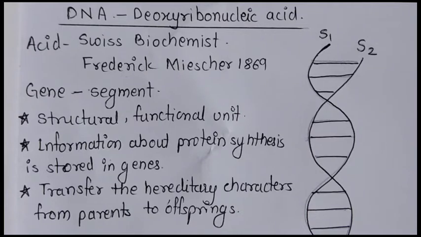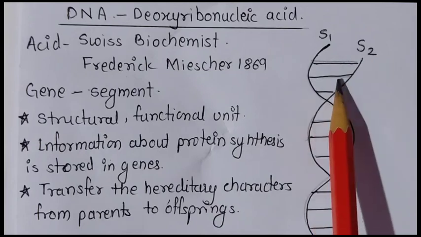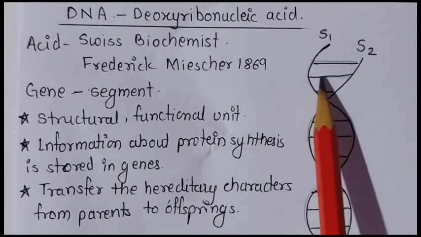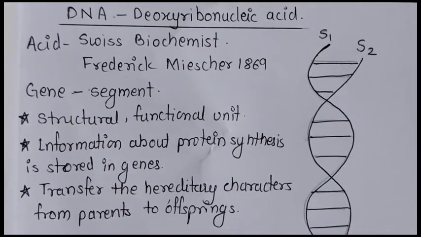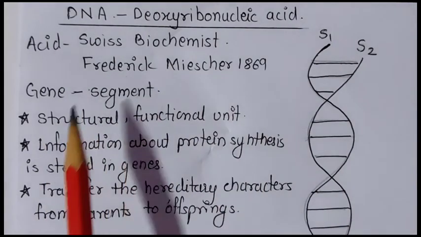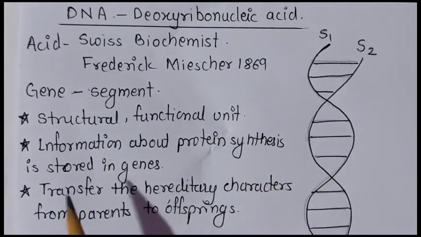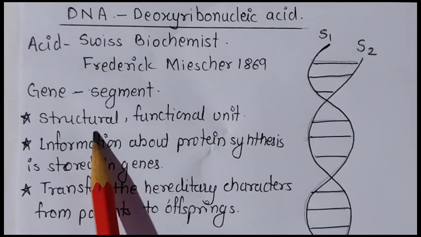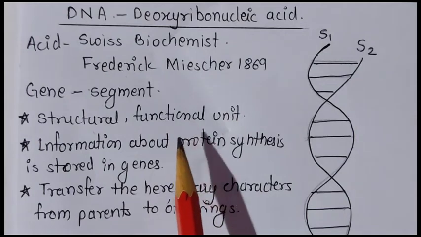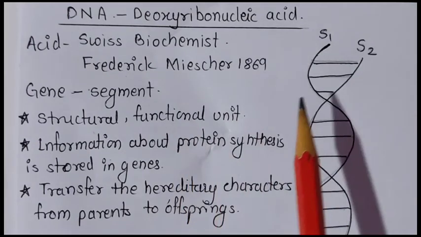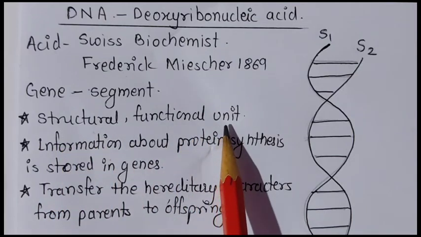Now in the structure you can see the lines here. These lines consist of genes, that is, they are segments, and the gene is the basic unit of this DNA. So this gene or the DNA is called the structural and functional unit of your body. Why structural? Because it gives the shape and size to your body, and it performs all the functions of your body, that is growth and reproduction. That's why genes or DNA is called the structural and functional unit of your cell.